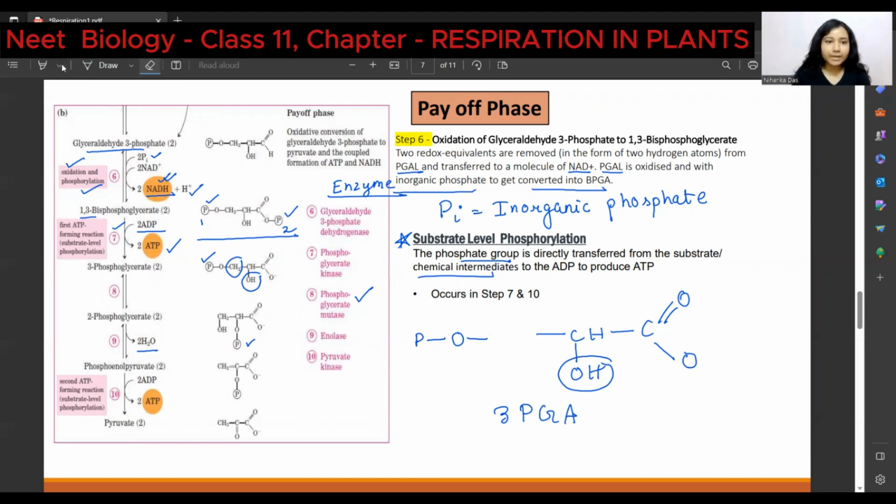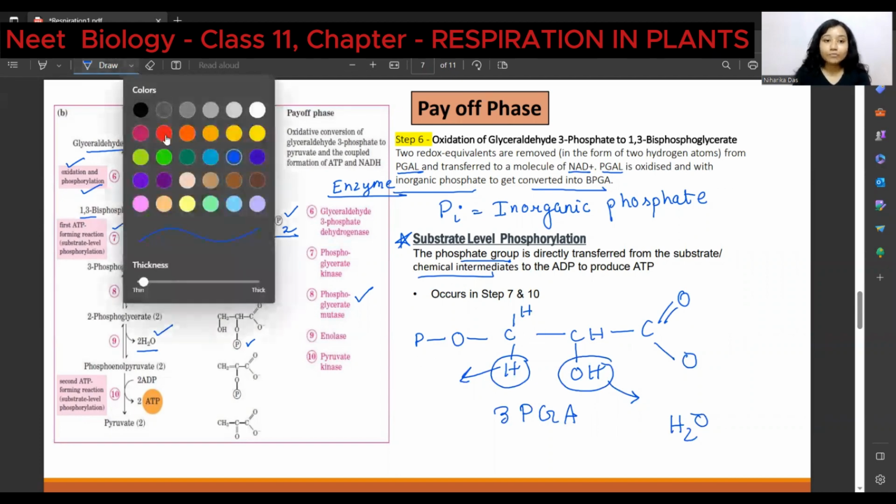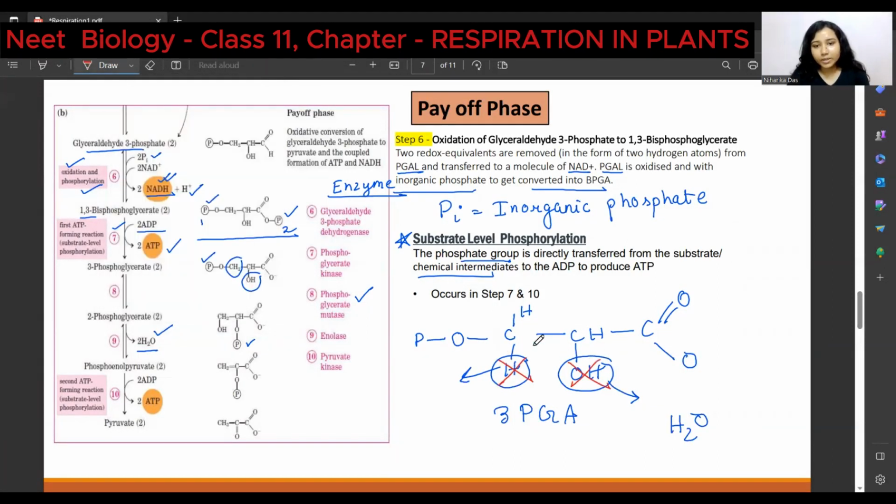If we draw it like this, 2 hydrogens are present, right? So here we can see if we remove one H and another OH, it is going to form H2O. By the removal of the H2O, there is going to be a new bond forming. So after the removal of this H and OH, there is a bond in between, and that is how it is going to form phosphoenol pyruvate.